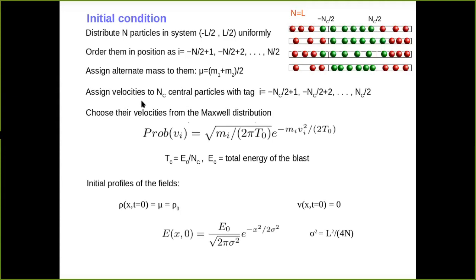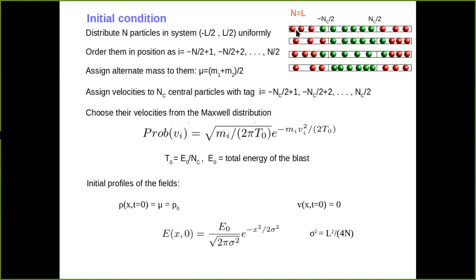Then we assign velocities to Nc particles, the Nc particles at the central region. The tags of those particles are from minus Nc by 2 plus 1 to Nc by 2. We draw the velocities from a Maxwell distribution with mean 0, given by this quantity, at temperature T0 equal to E0 by Nc, where E0 is the total energy of the blast.